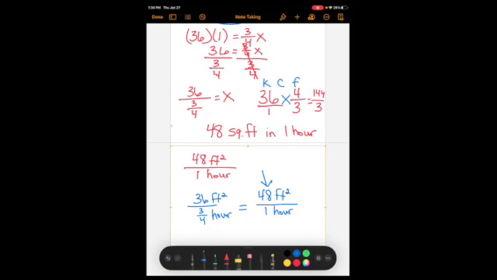So ultimately, after all the work, we learned that we can paint 48 square feet of our shed every hour.